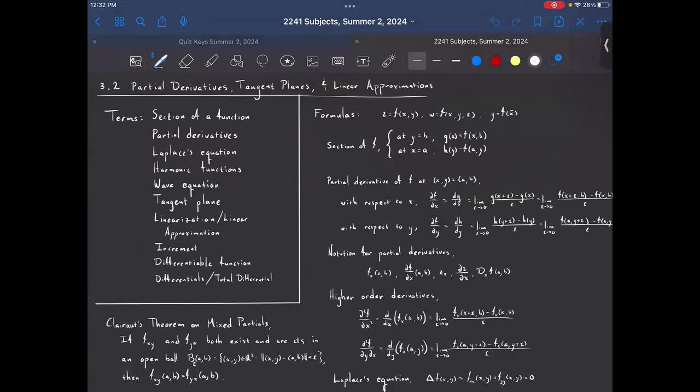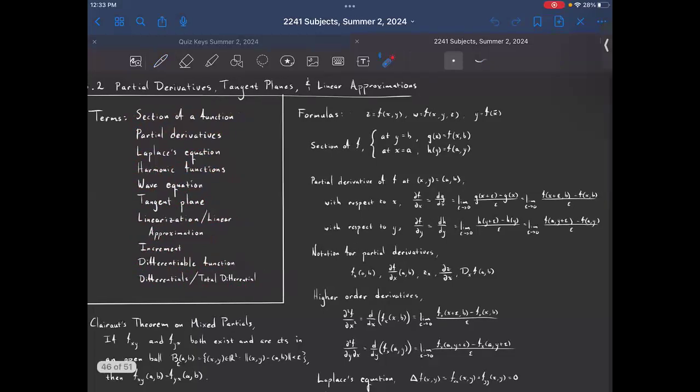This video is going to cover our section 3.2 on partial derivatives, tangent planes, and linear approximations. So first off, our terms. We'll cover the section of a function, partial derivatives, Laplace's equation, harmonic functions, and the wave equation. All of these are related to partial derivatives. And then we will cover the tangent plane, linearization, increments, differentiable functions, and differentials or total differentials.